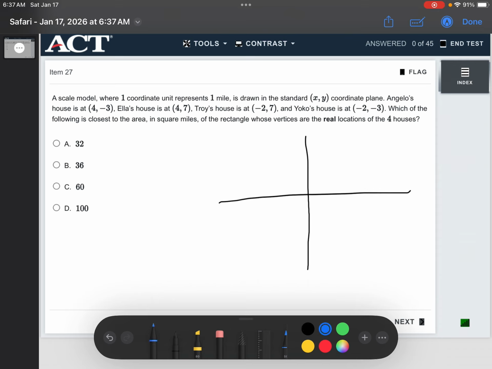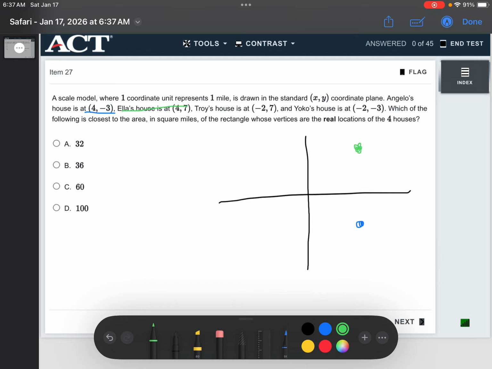All right, so let's do this first one, 4, -3. I'm not going to take time putting it exactly on here, but I would go 4 units to the right and 3 units down, right? So I'll call that roughly where Angelo's house is. I'll do them all in different colors here just to keep them straight. Ella's house is at 4, so that same amount over, and then up 7 units there.